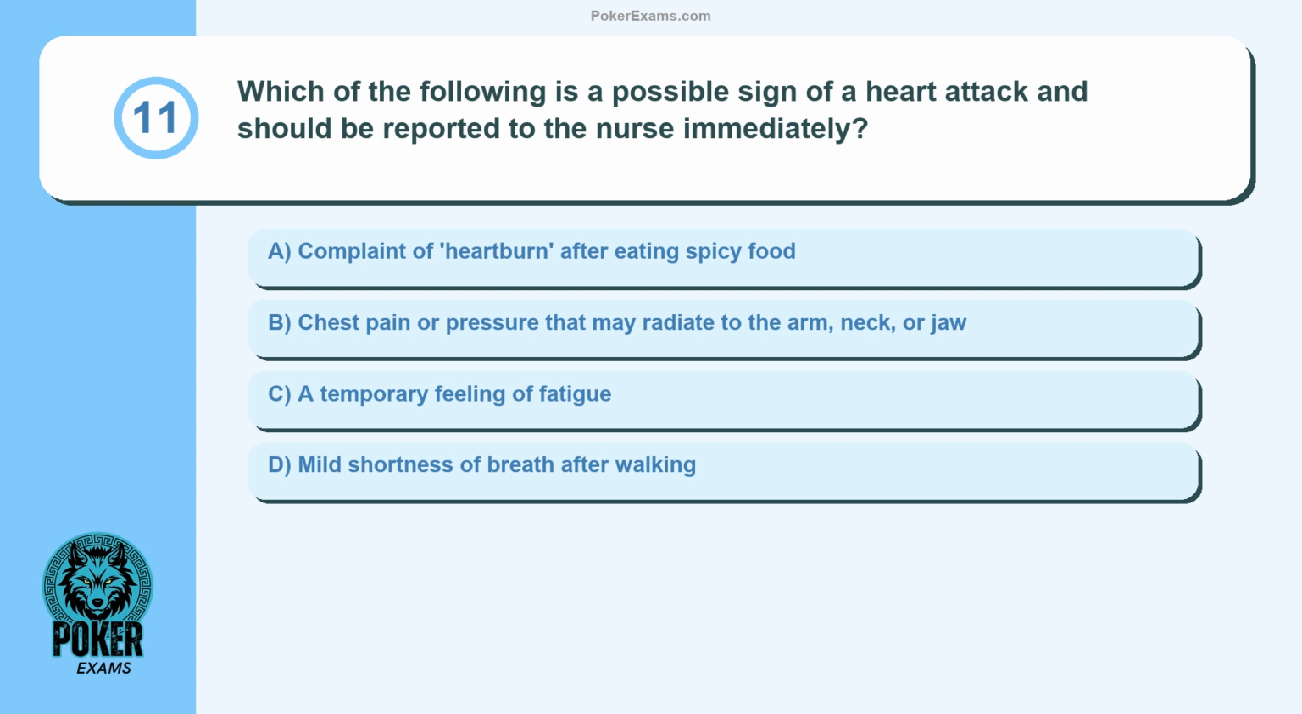Question 11. Which of the following is a possible sign of a heart attack and should be reported to the nurse immediately? Complaint of heartburn after eating spicy food. Chest pain or pressure that may radiate to the arm, neck, or jaw. A temporary feeling of fatigue. Mild shortness of breath after walking.